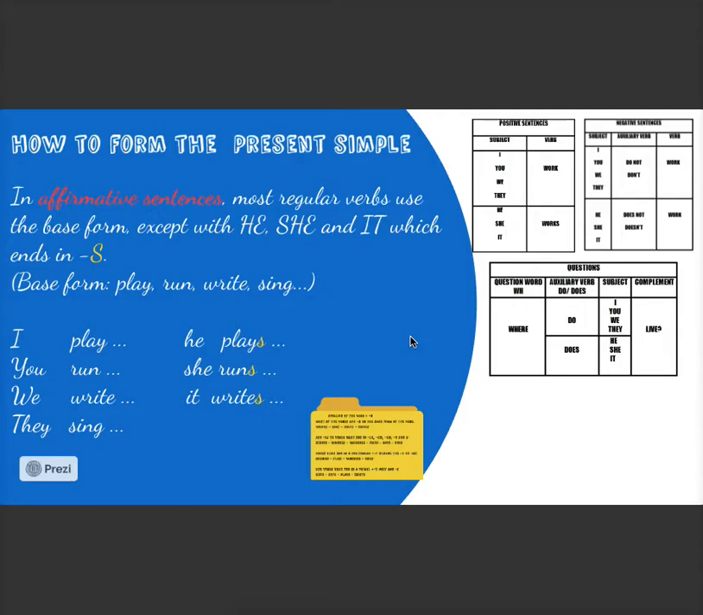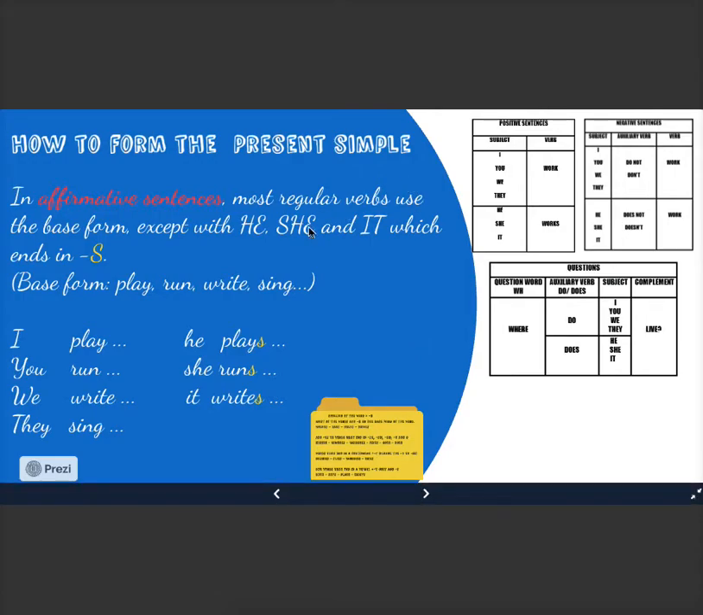Okay. In affirmative sentences, most regular verbs use the base form except with he, she, and it, which ends in s.